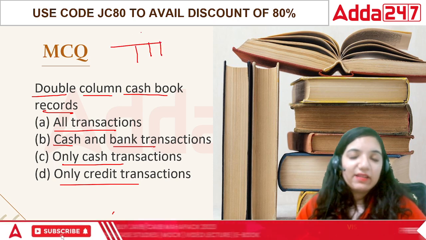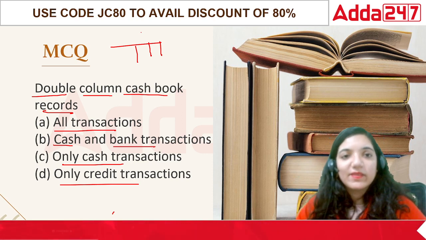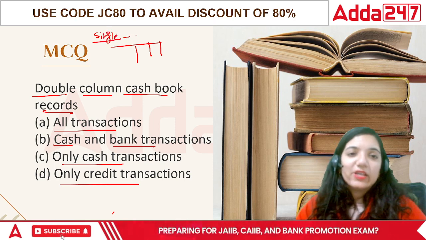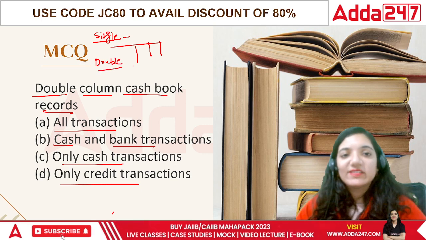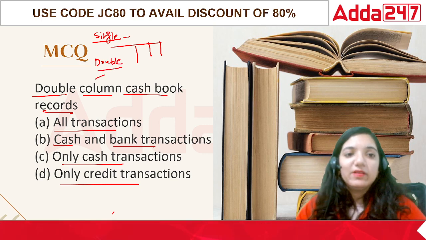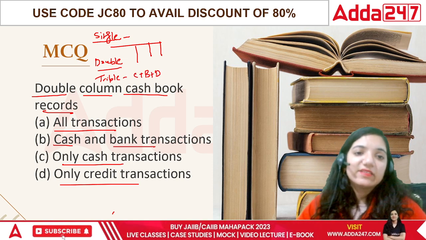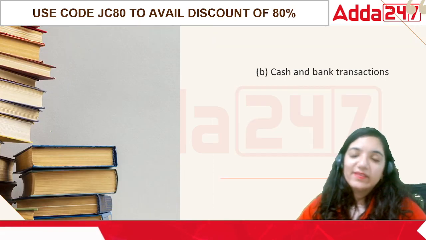There are three kinds of cash book: single column, double column, and triple column. Single means it has only one, cash or bank. Double, which means cash and bank both. Then triple. In this case the correct answer would be B, cash and bank transactions.